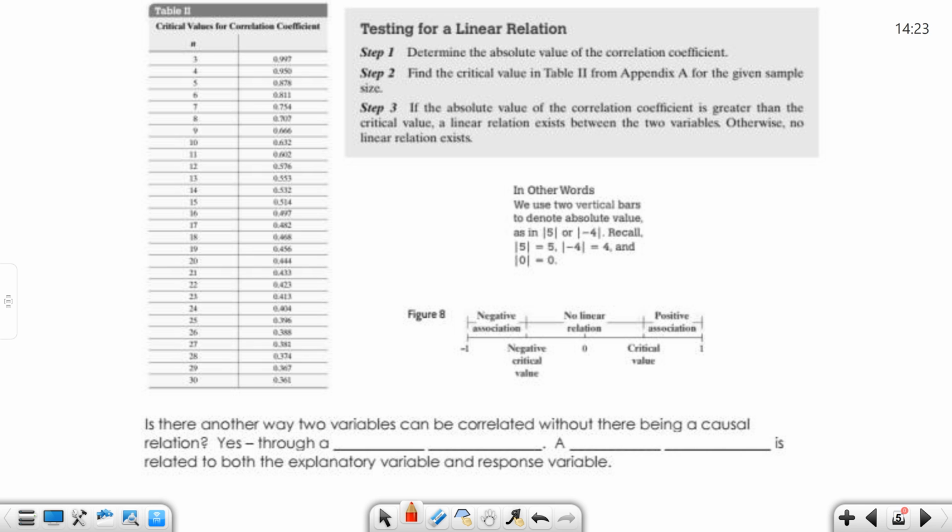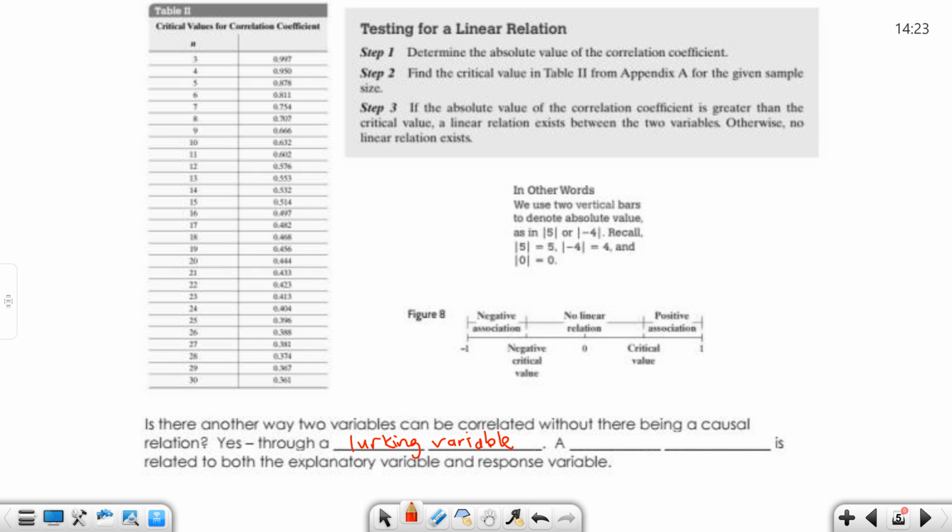So is there another way two variables can be correlated without there being a causal relationship? Yes, and it's through something called a lurking variable. And it's exactly what it sounds like. I was reading in my Star Wars book, one of the 3 or 4 books ago, and this character was lurking in the shadows. They were watching some people in a cantina, waiting for them to leave, and they were lurking in the shadows. So it's exactly what it sounds like.